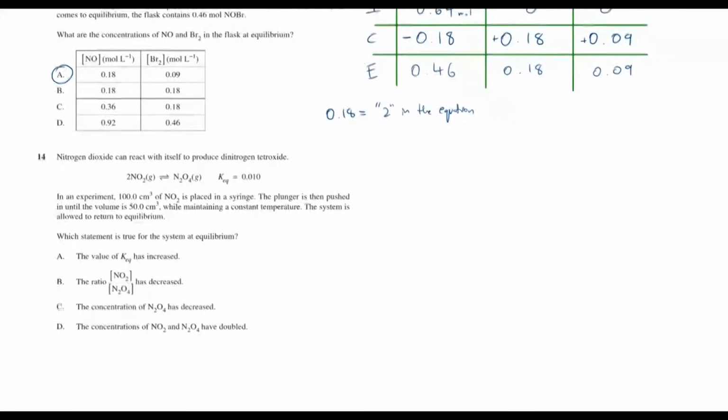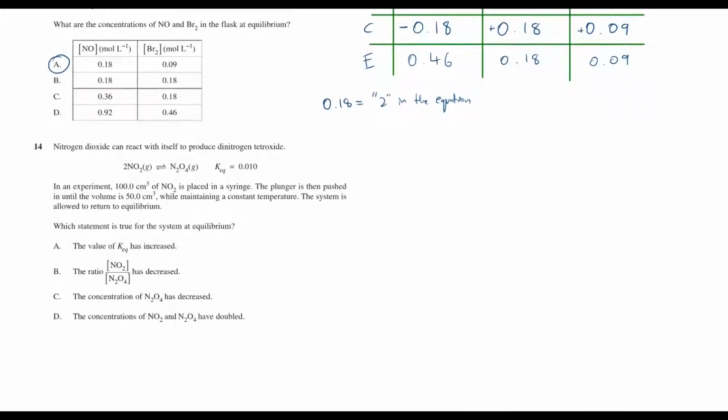Moving on to question 14, we have another equilibrium reaction, this time between nitrogen dioxide and dinitrogen tetraoxide with an equilibrium constant of 0.010. The question says, in an experiment, 100 cubic centimeters of nitrogen dioxide is placed in a syringe.